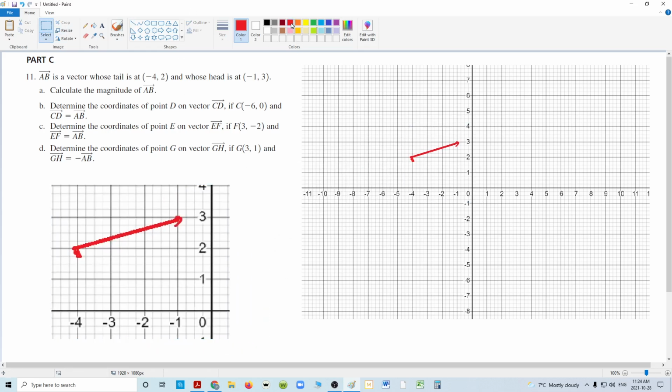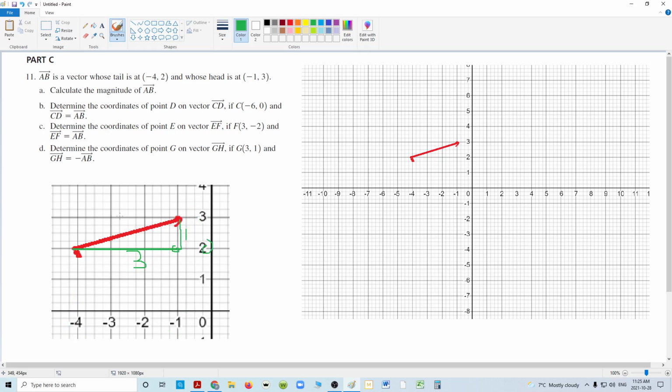And if I draw my right angle triangle using green, I can see that this length goes from -4 to -1. That's a distance of 3. And I can see I go up from 2 to 3. So that's a distance of 1.